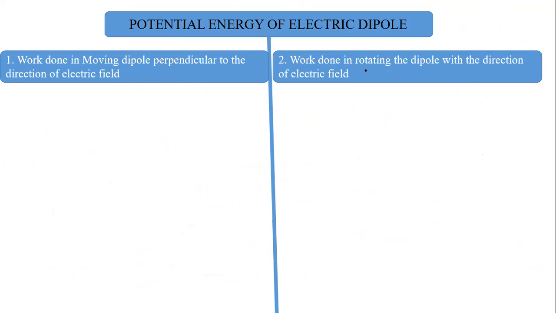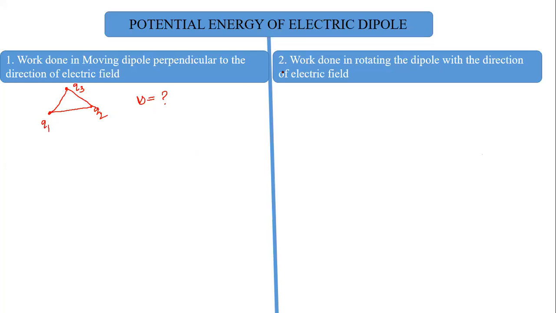So potential energy of an electric dipole. You are familiar with the potential energy. Potential energy of two charges you have studied. There is one charge Q1 and a second charge Q2. Then what is the expression that you have studied? And you placed a third charge, Q3. Then again you found out the value of the potential energy, U is equal to, which you found out.